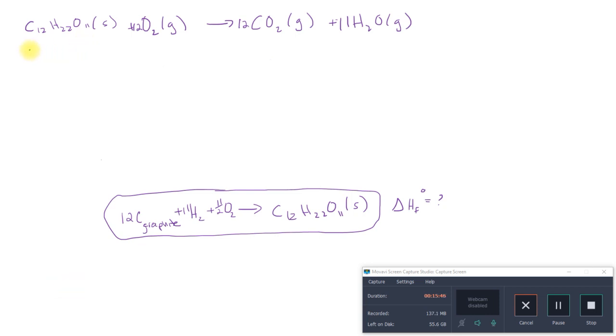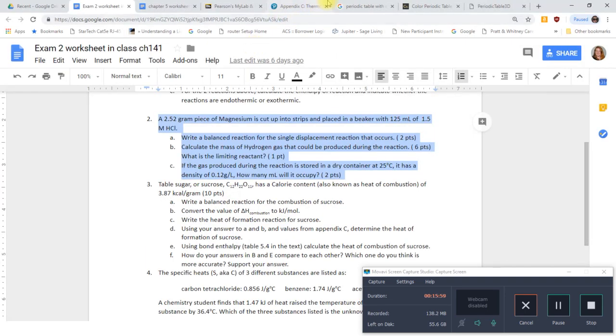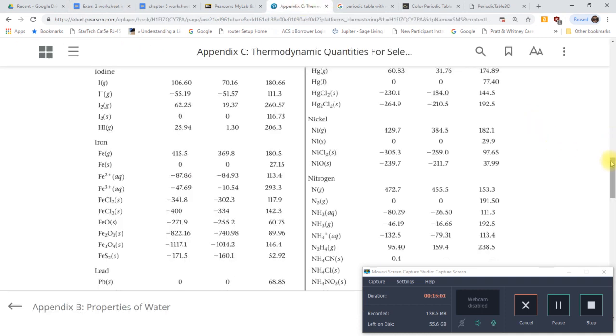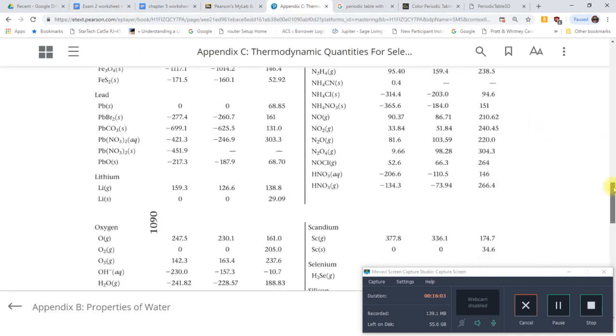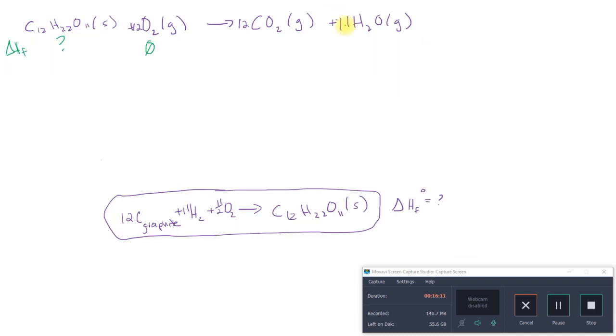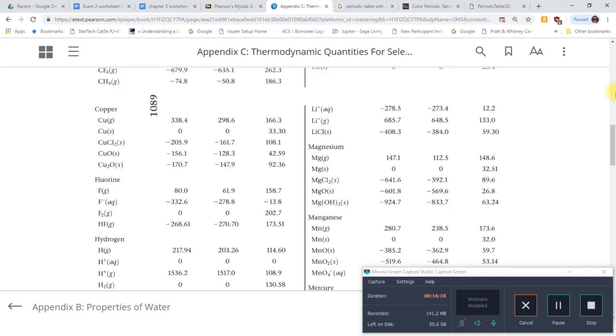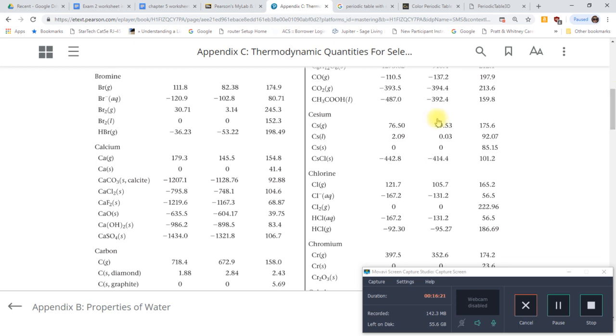Okay, so in the appendix, I go and look, and we're not going to find this because that's what the question is asking us to solve. Oxygen's going to be 0 because it's an element, and then I can look up the values for carbon dioxide and water. So let's see, we're close to water first over there. That one, we decided this was a combustion, so negative 241.82 is what I'm going to use. And then for CO2, we looked at this earlier, but it's negative 393.5, I think. Yep, there it is.